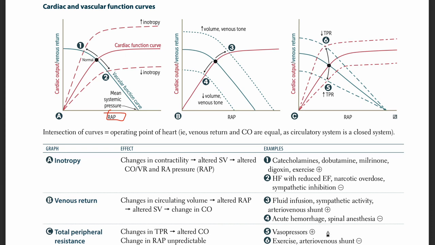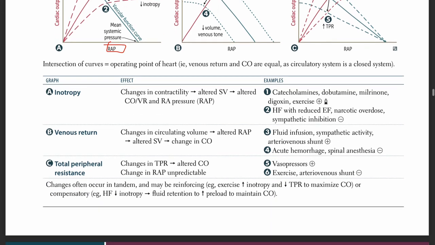And atriovenous shunt. So an AV shunt is basically, rather than going through the capillaries, the blood from the arteries goes straight into the veins without going through the capillaries. That's what AV shunts are.